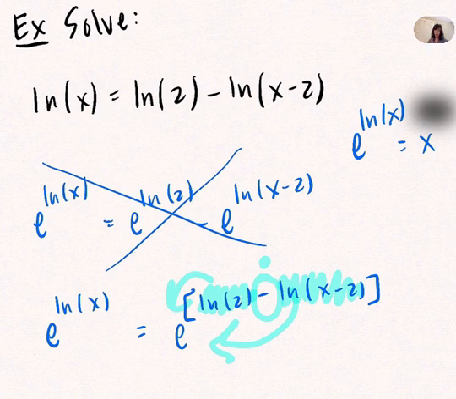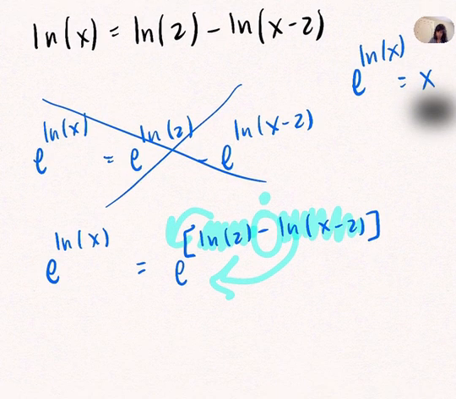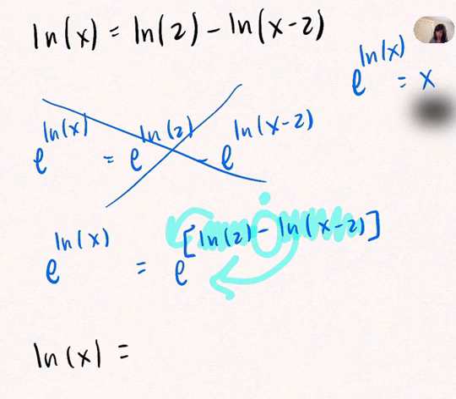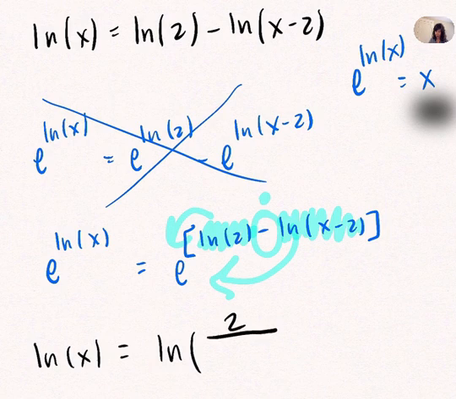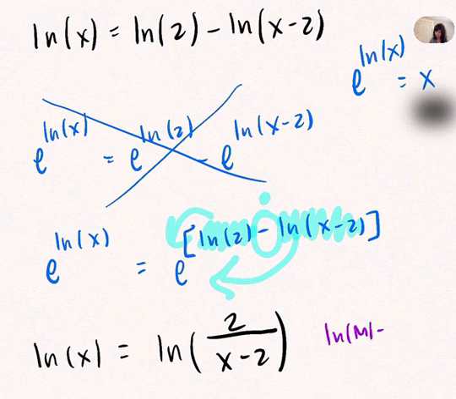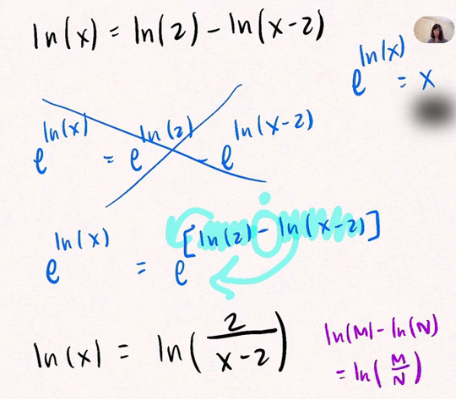What we're going to do is use log properties to first combine any logs. If you see multiple logs on one side, combine them using log properties first. So by that I mean on the right, I can combine ln of 2 minus ln of x minus 2 into ln of 2 divided by x minus 2. And that is via the log property that says that if you have ln of m minus ln of n, that's equal to ln of m divided by n.